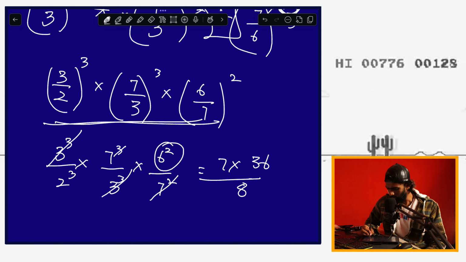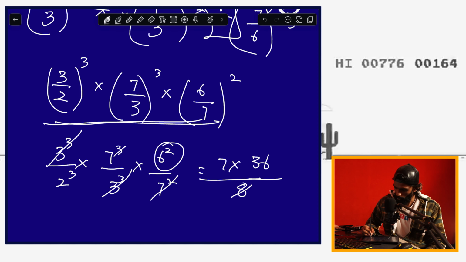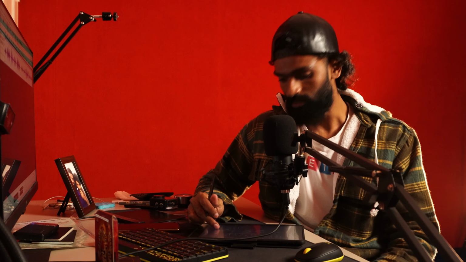Now if you ask me why didn't I solve the power? Not required. You can do it directly because they are even numbers. 4 times 2, 4 times 9. 7 times 9 is 63 by 2. This is your answer. This is just part 1 of this concept called exponents, where I taught you guys how to flip and how to use the rules here.